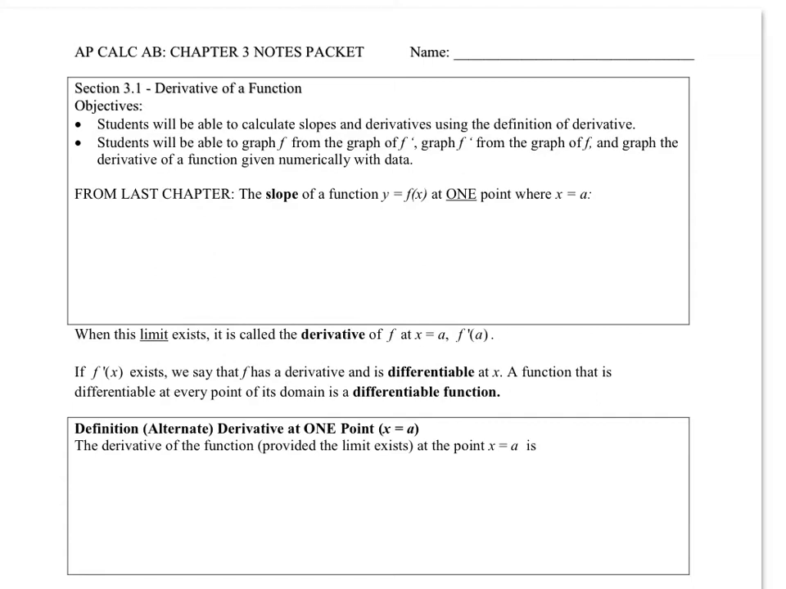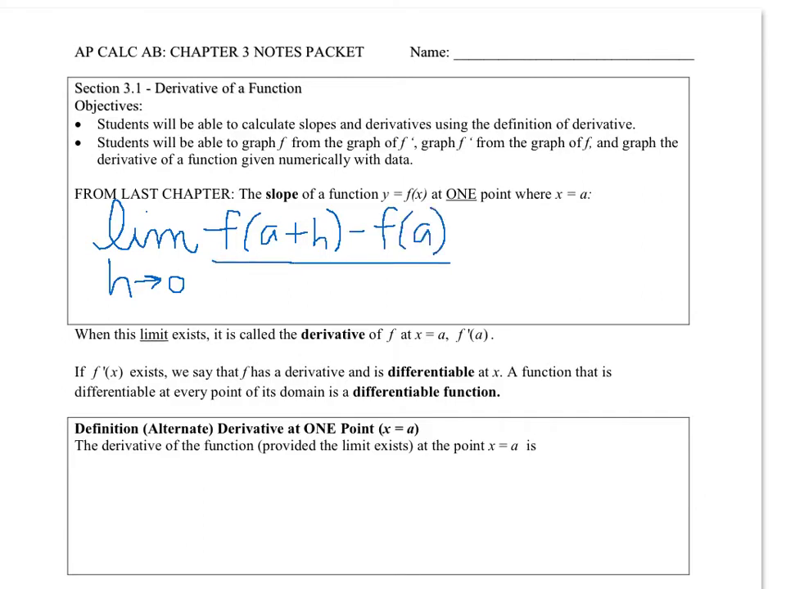Alright, we left off last chapter talking about the slope of a function at just one point, where x equals a. It had to have a limit, because f of a plus h minus f of a is the change in the y values, divided by the change in the x values, which becomes h. You have to scooch those points closer together, so that's why we include the limit as h approaches 0.